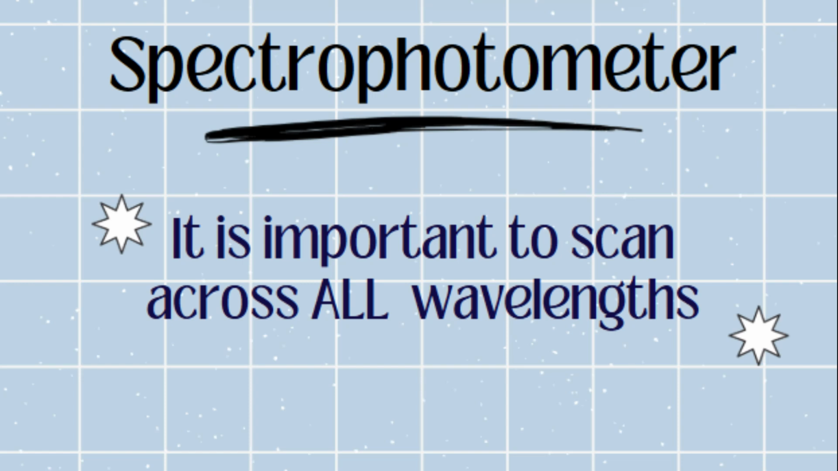Knowing the lambda max is important because it gives the most accurate and sensitive readings for concentration. Second, scanning across all wavelengths helps identify unknown substances. Different compounds have unique absorbance patterns, so their spectra can act like fingerprints.